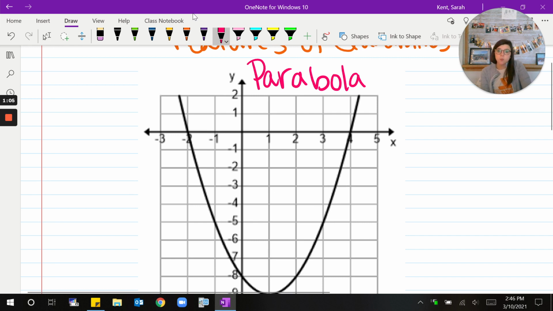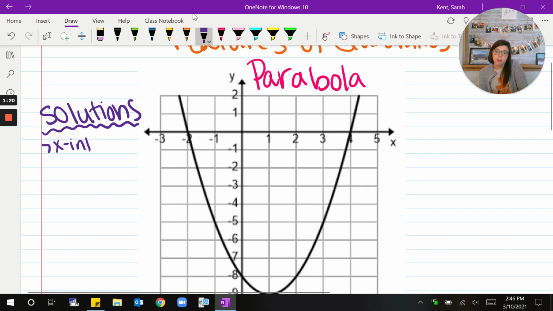So first, we've already learned about solutions. So solutions to the graph, these might also be called an x-intercept, a root, or a zero. All of these words mean the same thing. It just wants where our parabola crosses the x-axis.